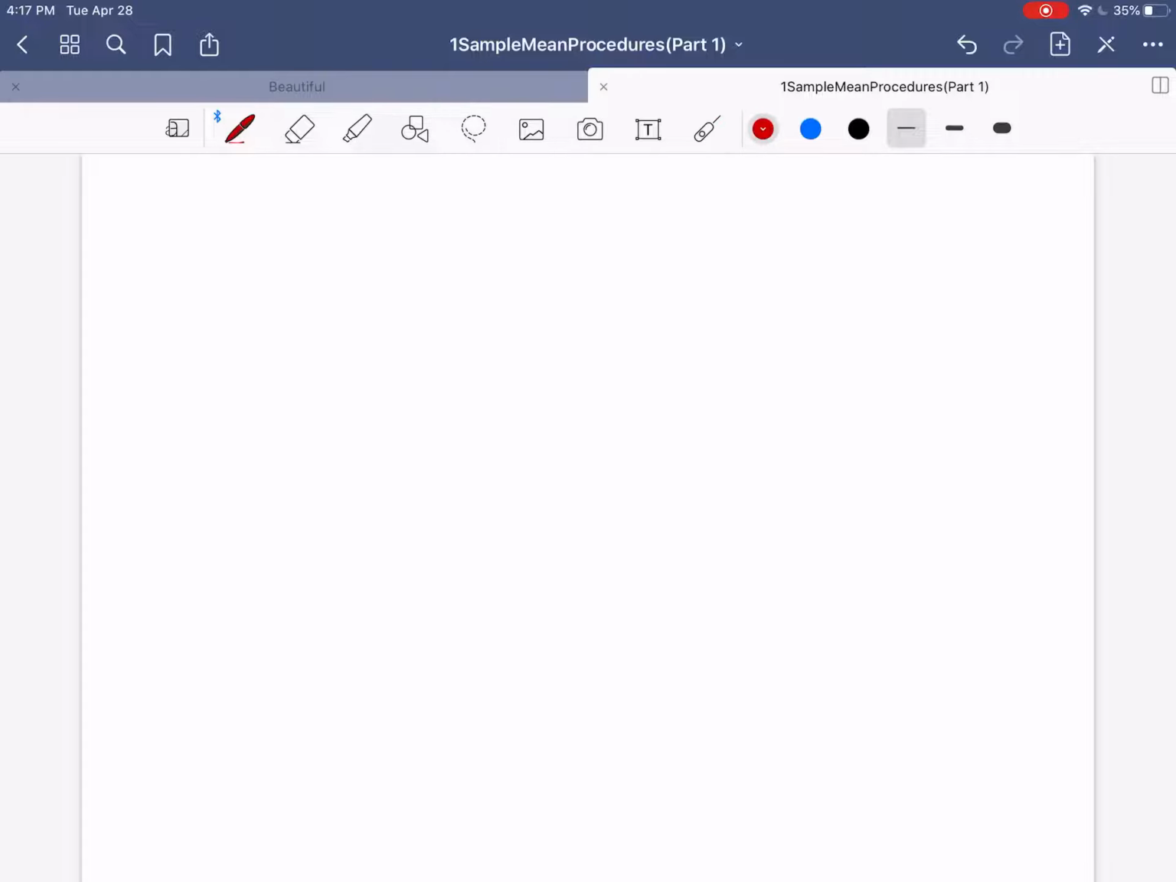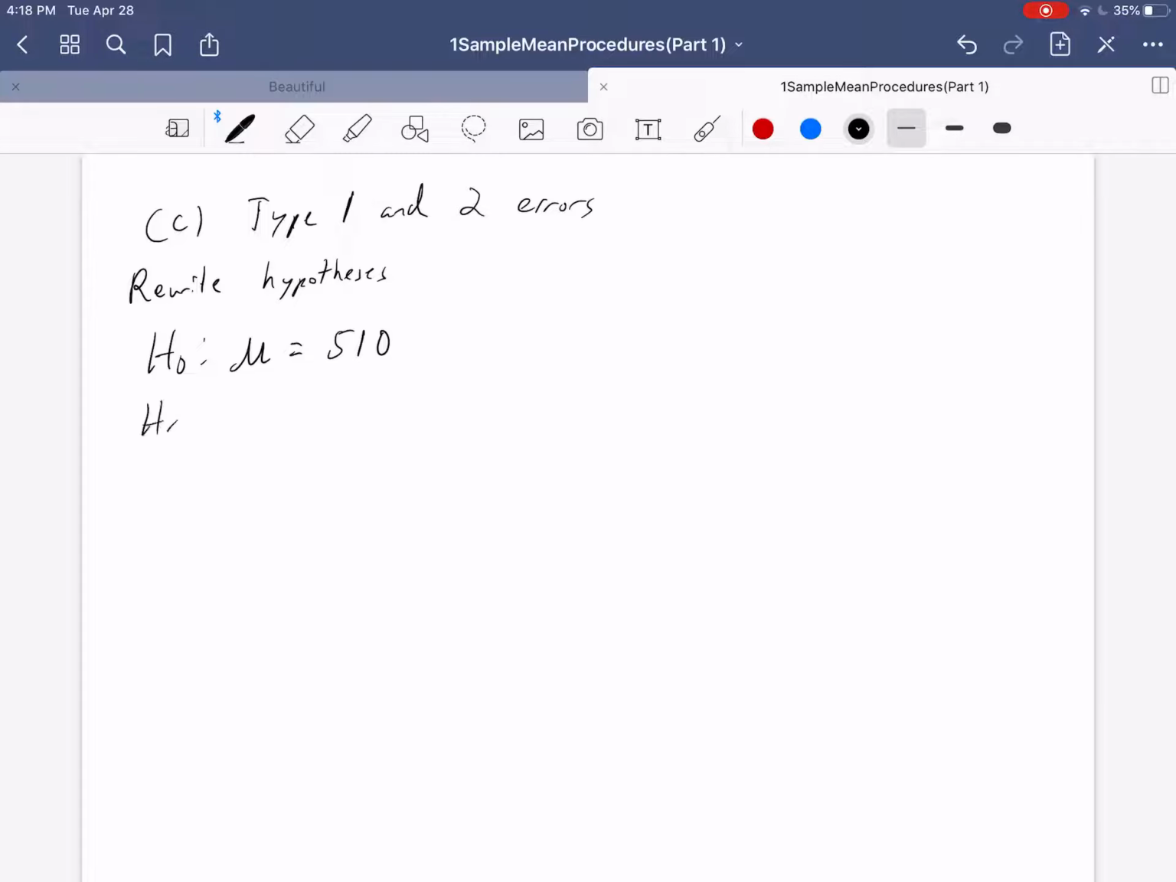So let's talk about the errors. Type 1 and 2 errors. Now, I want to make a note here. When you guys are asked to analyze the type 1 and type 2 errors, all you really need to think about are the hypotheses. So just because I moved on to a new page, I'm just going to restate the hypotheses. So remember, our null is that we're saying that they were operating at the FDA limit, 510, and our alternate is that they were above 510.